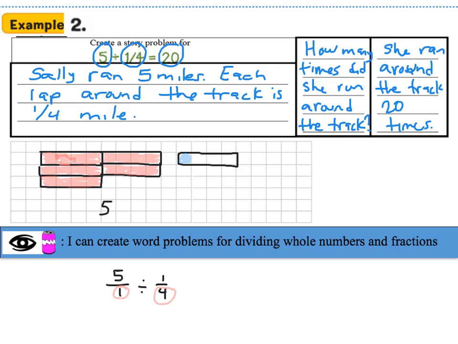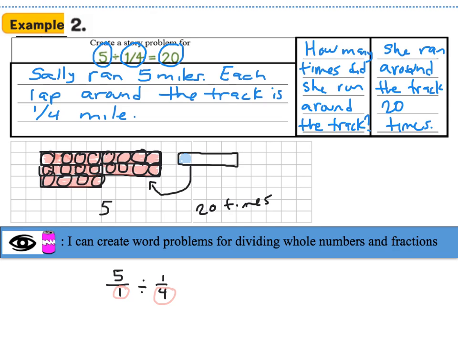Okay, so I want to see how many times the blue can go into the red. So let's count. So there's 1 mile, or 1 time around the track, 2 times around the track, 3, 4, 5, 6, 7, 8, 9, 10, 11, 12, 13, 14, 15, 16, 17, 18, 19, 20. So a total of 20 times are on the track.